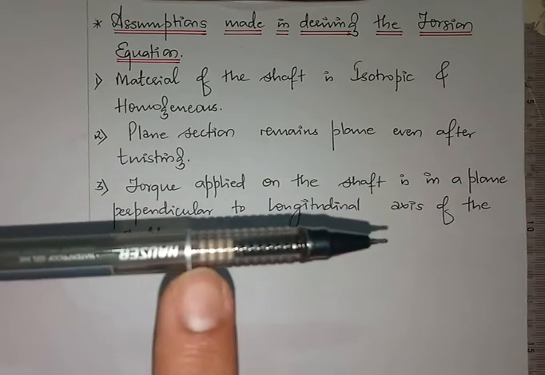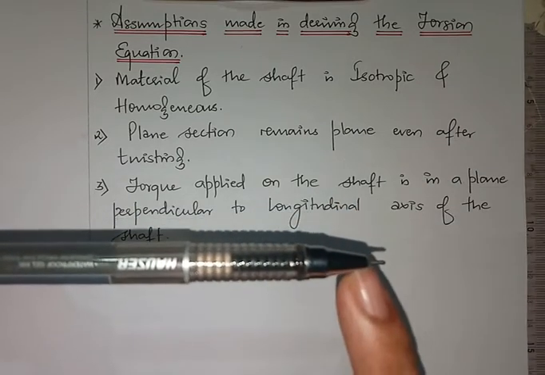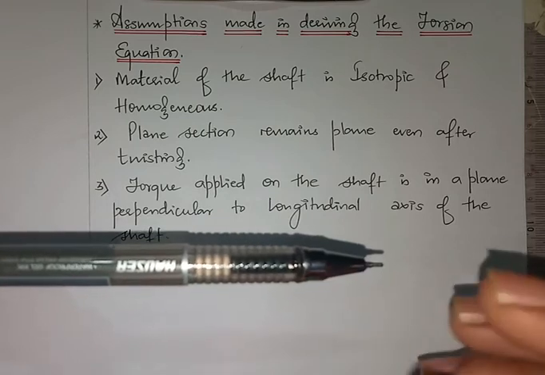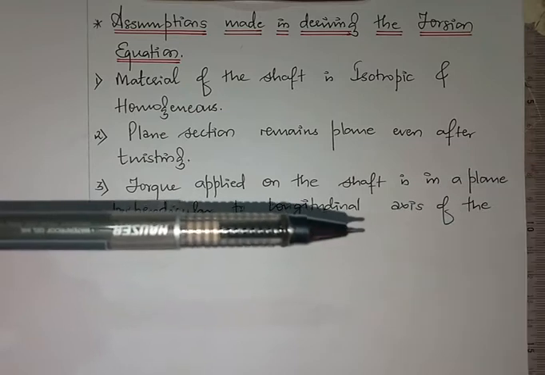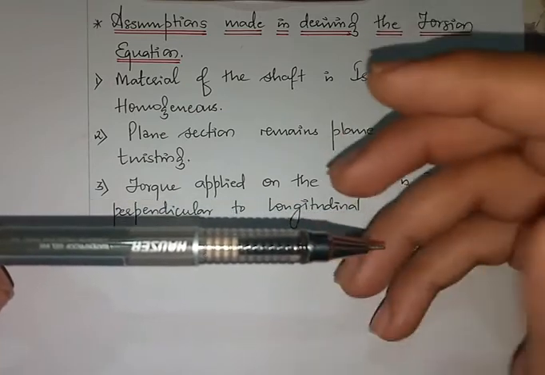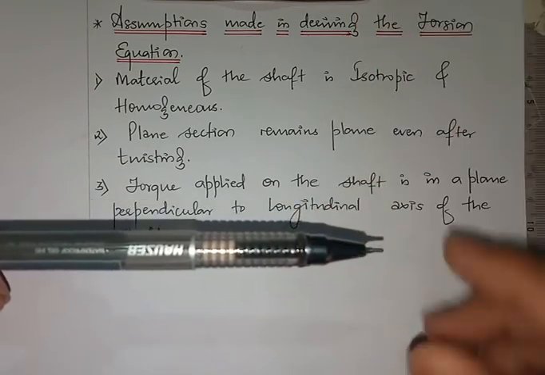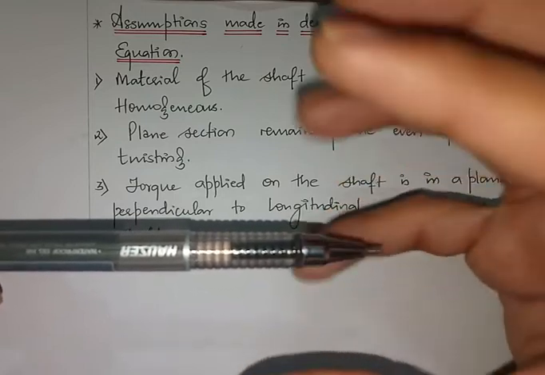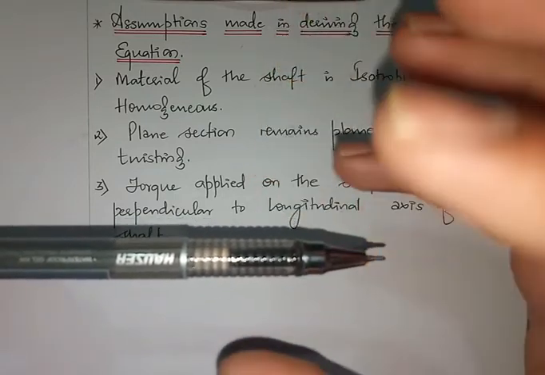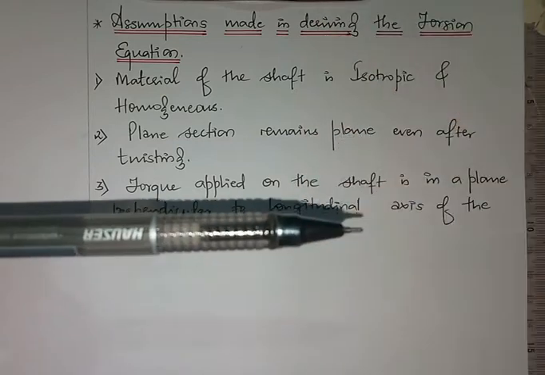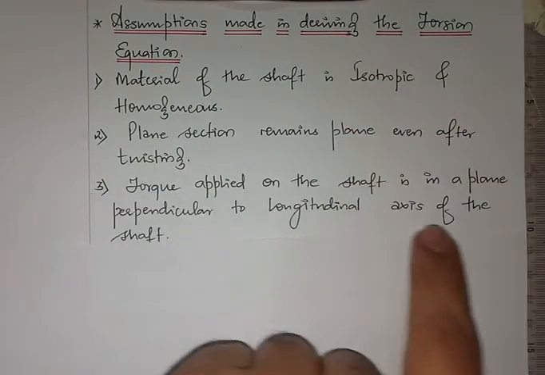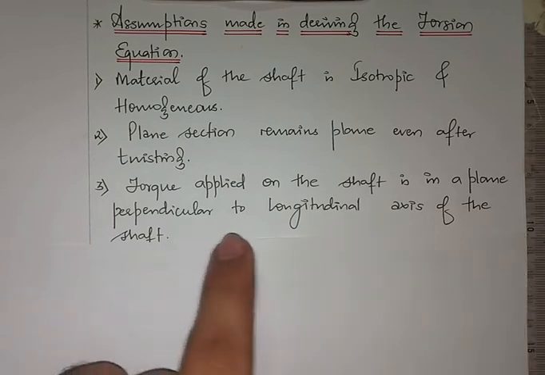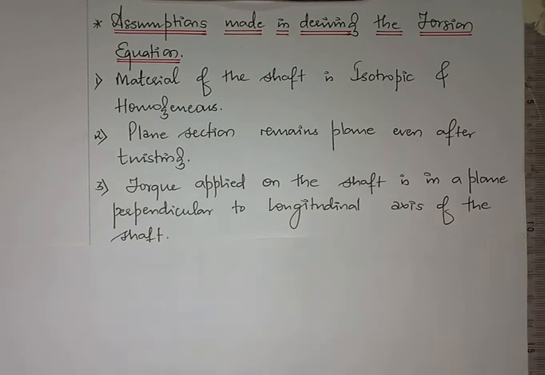So this is the shaft. Let me consider the tip as the longitudinal axis. If I am applying some torque in this direction, then you can imagine this longitudinal axis is perpendicular to the direction of application of torque. So that is what it says: torque applied on the shaft is in a plane perpendicular to the longitudinal axis of the shaft.